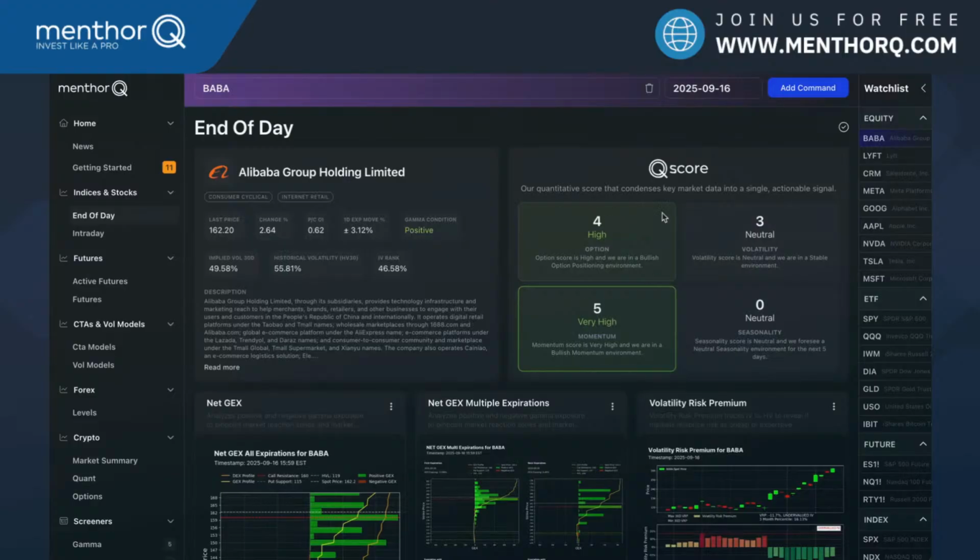So we know that we are very high on the option score, so the options are actually pricing an upside move. The momentum is strong, and we see a neutral volatility. No signal coming from the seasonality at this point.